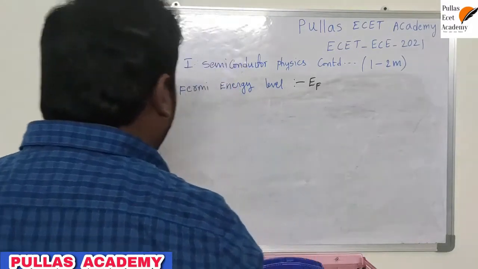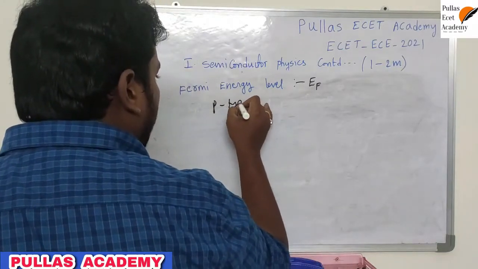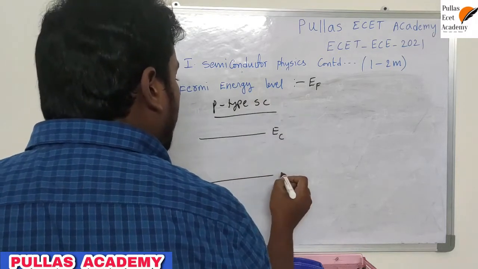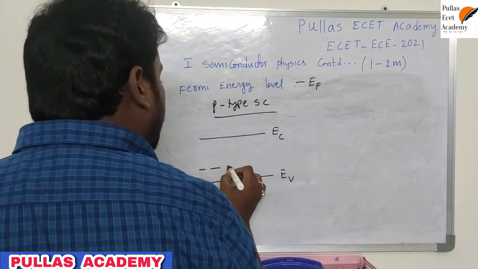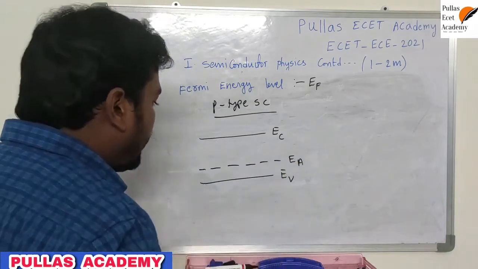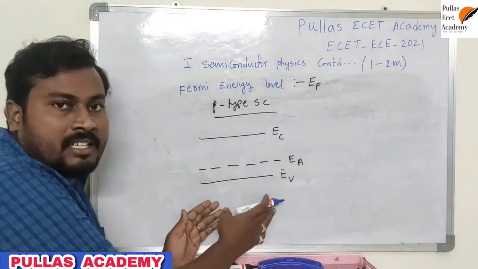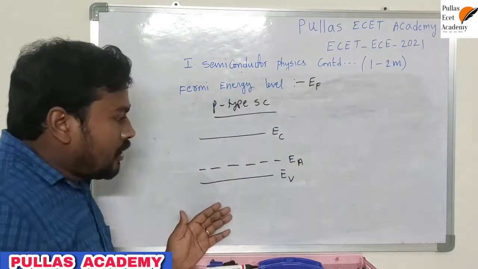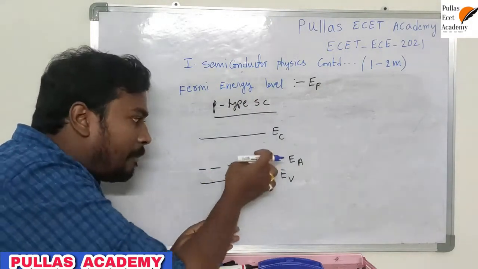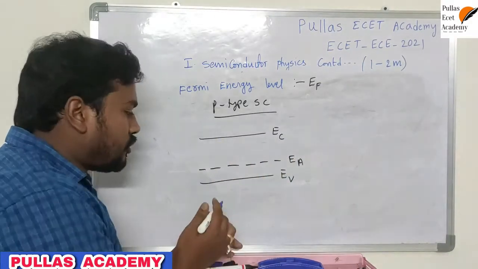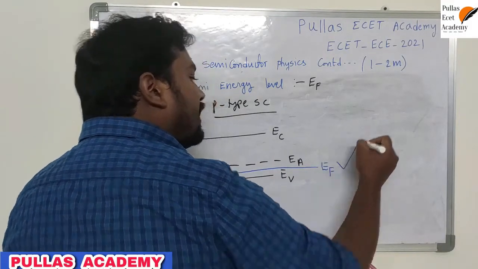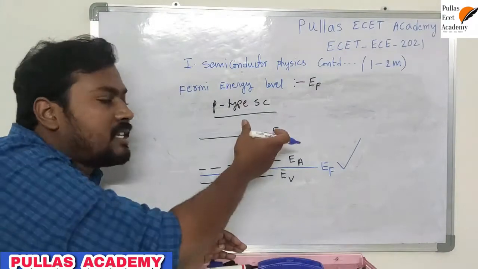Similarly, for the p-type semiconductor, we will see here. There is an EC, there is an EV, and there is an additional energy level which is the acceptor energy level. Now, where can the Fermi level be located? Not at EV, not at EC. If you keep it in the middle, below which all the energy states should be occupied, but this energy level is not occupied. So it should be in the middle of EV and EA. This is the correct location of the Fermi level in a p-type semiconductor.